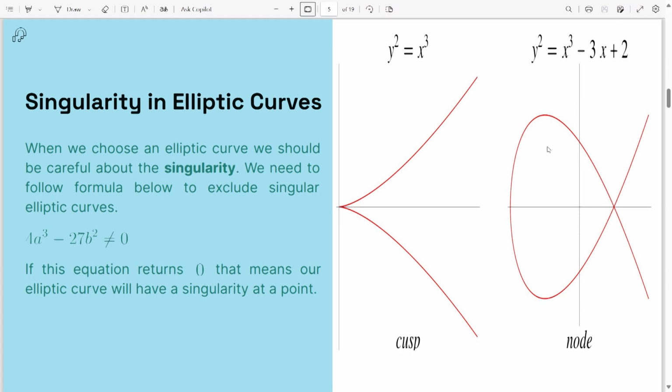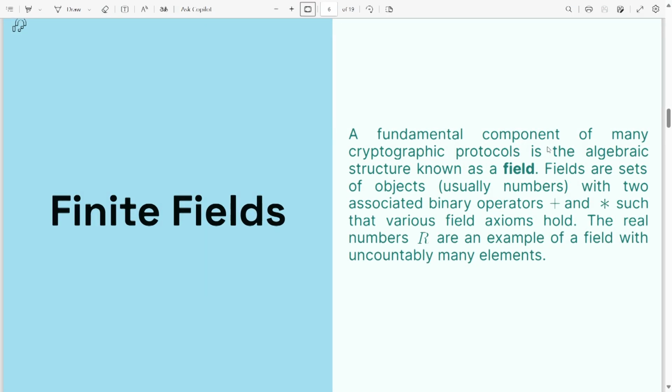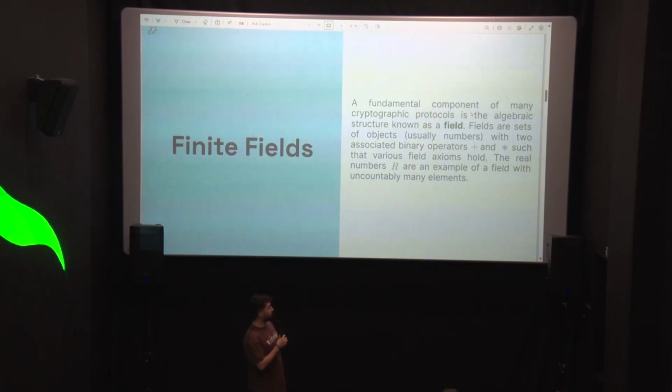So yeah, let's talk about finite fields. It's a fundamental cryptographic component as well. It's a set of elements that has two binary operations, addition and multiplication. A good example of a field is the real numbers. It has uncountably many elements. That's why we call it a field. But if we restrict it, we can say that it's a finite field, right?